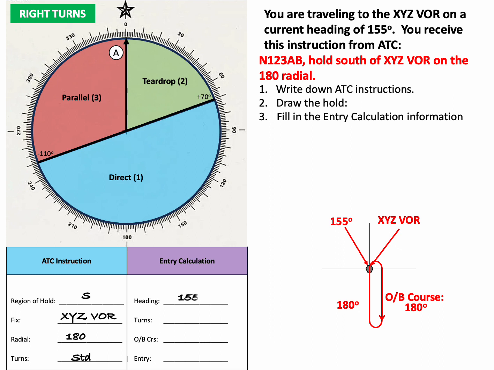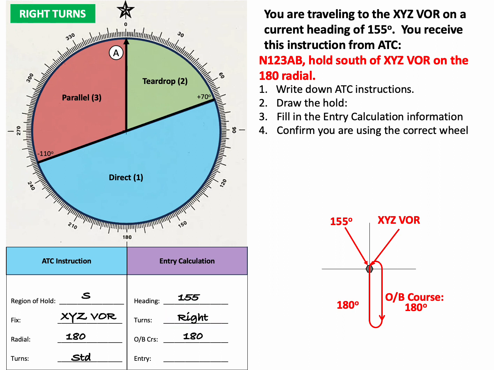We know our heading is 155, and we know our turns are right turns. And we can look at our diagram and see that our outbound course is 180. Next, we need to confirm that we are using the correct wheel. We have right turns and we are using the right turn wheel.